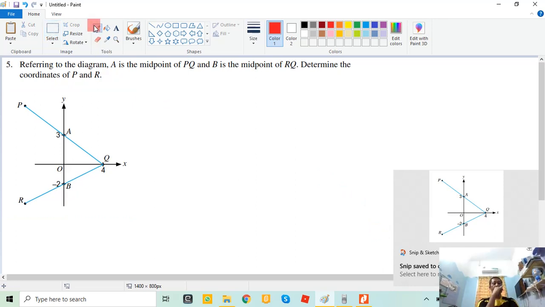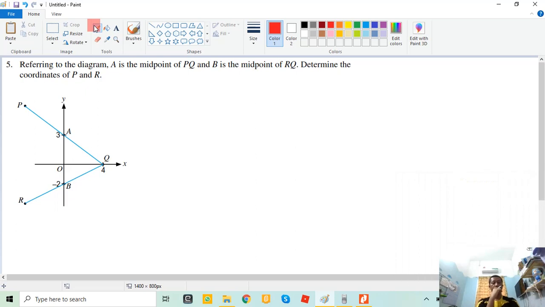Referring to the diagram, A is the midpoint of PQ and B is the midpoint of RQ. Determine the coordinates of P and R. So there are a few ways to find the answer. However, I want to use the formula for today. First of all, we need to know the coordinates.